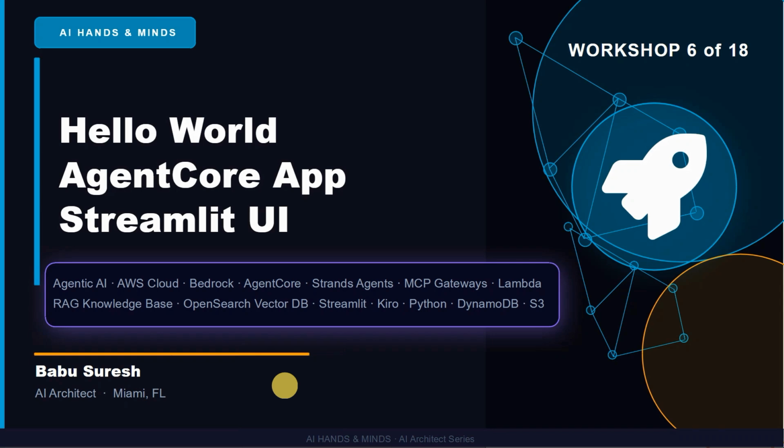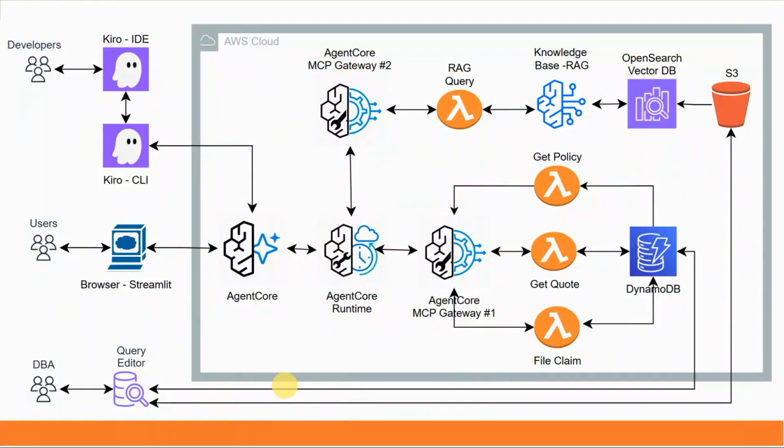This is workshop number 6. In this workshop, we are going to be doing phase number 1. What is phase number 1? Essentially, we are going to build a hello world kind of AgentCore app. We will quickly build a very simple one.